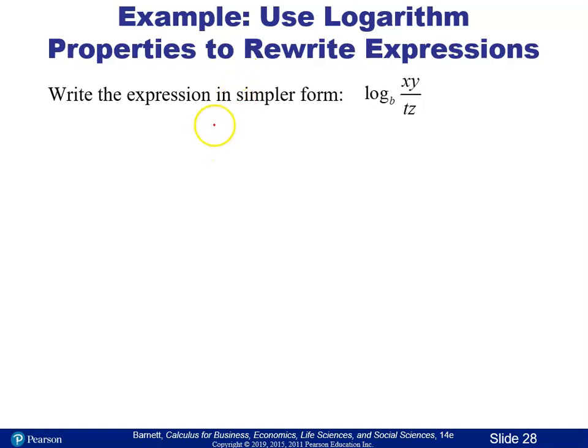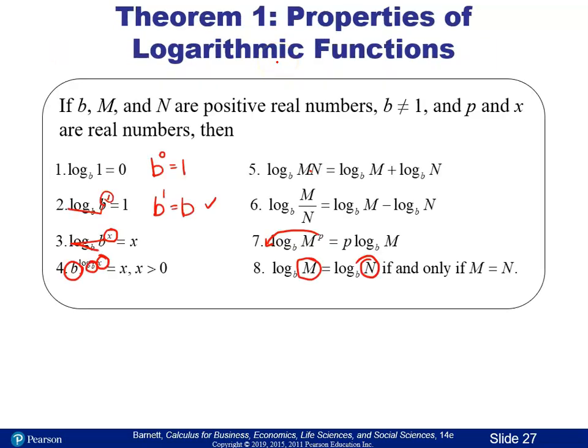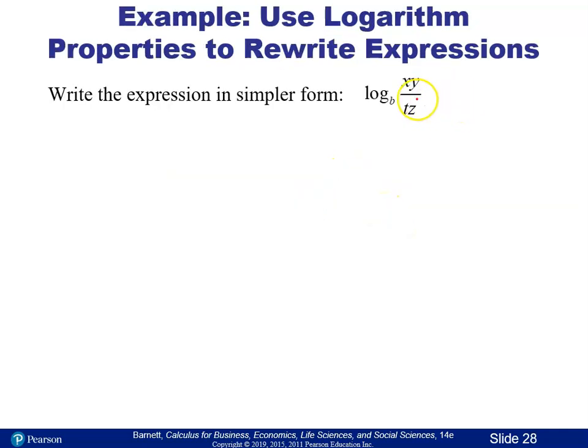Okay, so this one's asking us to write the expression in simpler form, which basically means we're going to break it up. Instead of being multiplied and divided, it's going to be added and subtracted. So I'm going to deal with the division first. I'm going to rewrite this as the log. Don't change the base, leave it like it is.